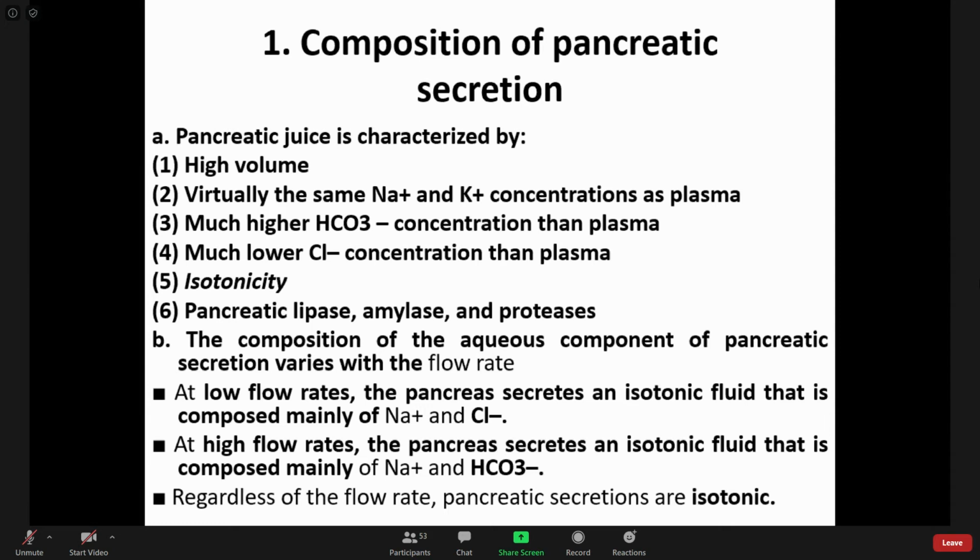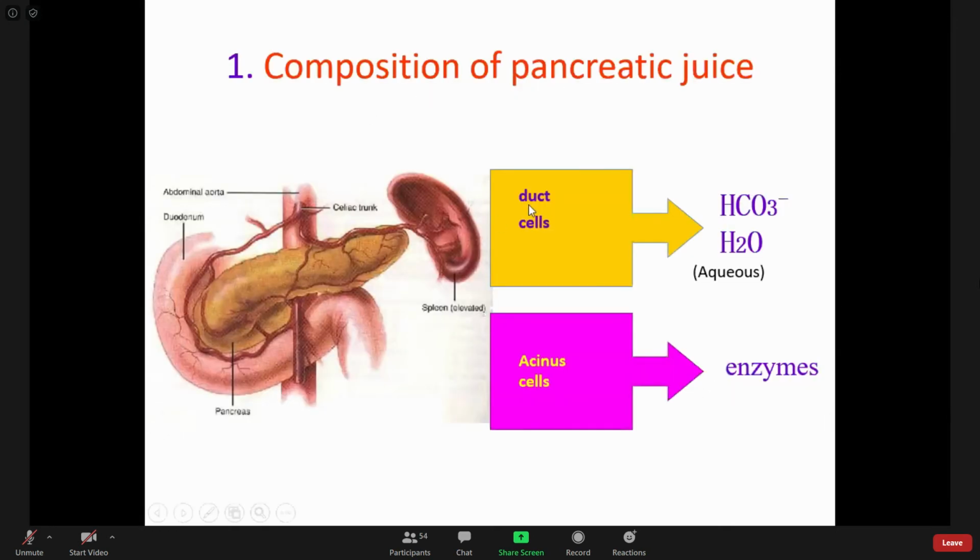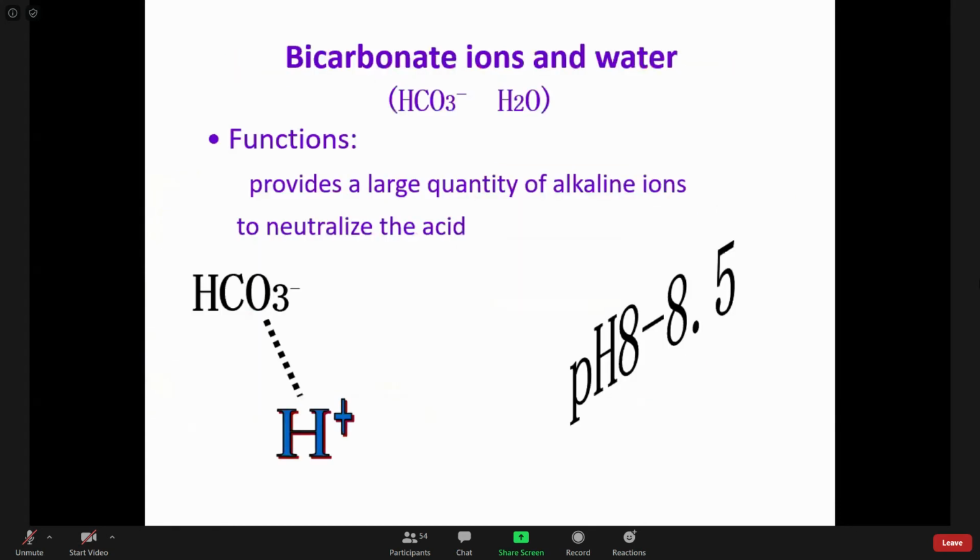But despite the flow rate, the pancreatic secretion is always isotonic to the plasma. When the flow rate is high, the secretion is isotonic, and when the flow rate is low, the secretion is also isotonic. Ductal cells secrete the bicarbonate and water. This is the aqueous component, so it becomes isotonic to the plasma. Acinar cells release the enzymes: proteolytic enzymes, lipolytic enzymes, and carbohydrate digesting enzymes. Bicarbonate ions and water provide a large quantity of alkaline ions to neutralize the acidic chyme.